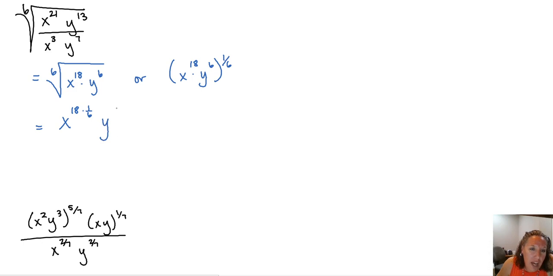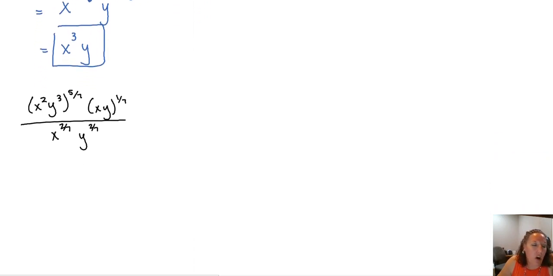And then y to the 6th times 1/6. 18 times 1/6 is 3, so that's going to be x cubed, and 6 times 1/6 is 1, and so we get just y to the 1st. So this is going to simplify to x cubed y.